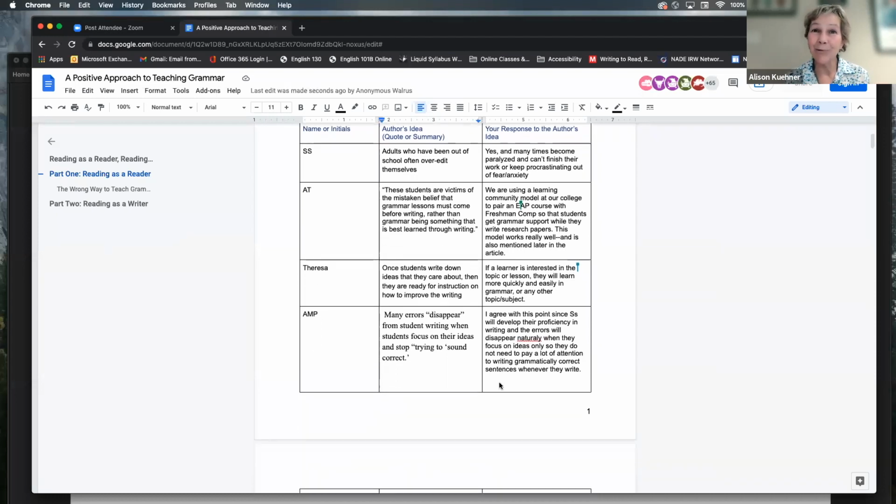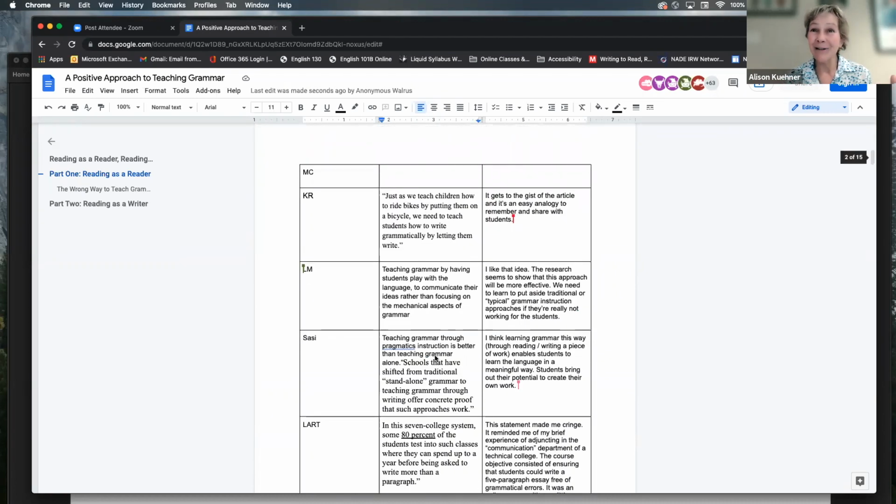So, here's a comment. Many errors disappear from student writing when students focus on their ideas and trying to sound correct. That was an idea that somebody agreed with. Or teaching grammar by having students play with the language to communicate their ideas rather than focusing on mechanics is also an idea that people like. So yes, thank you, Sergio, too.